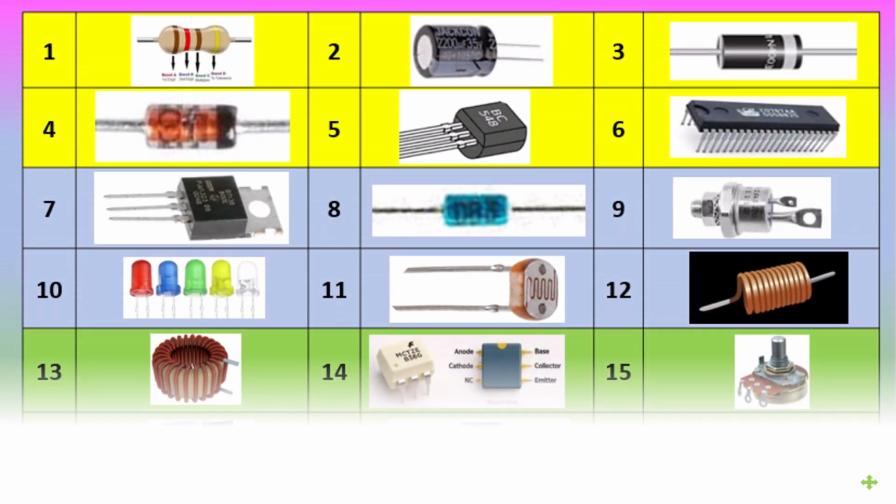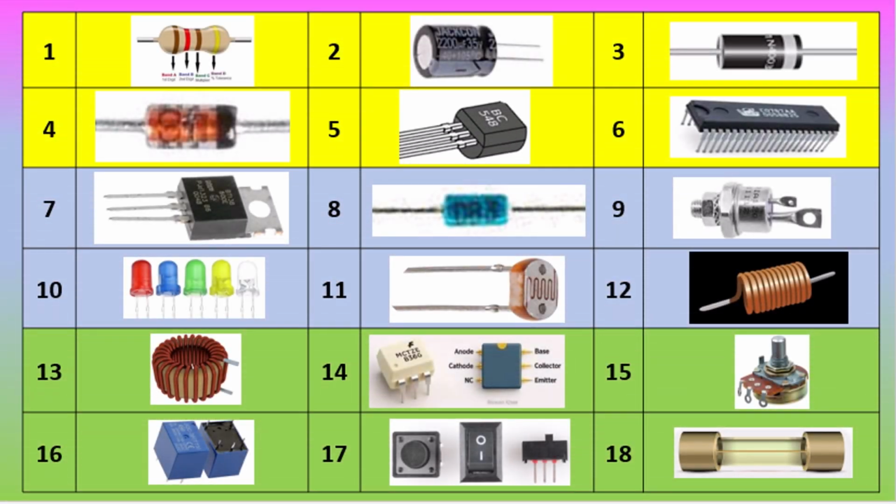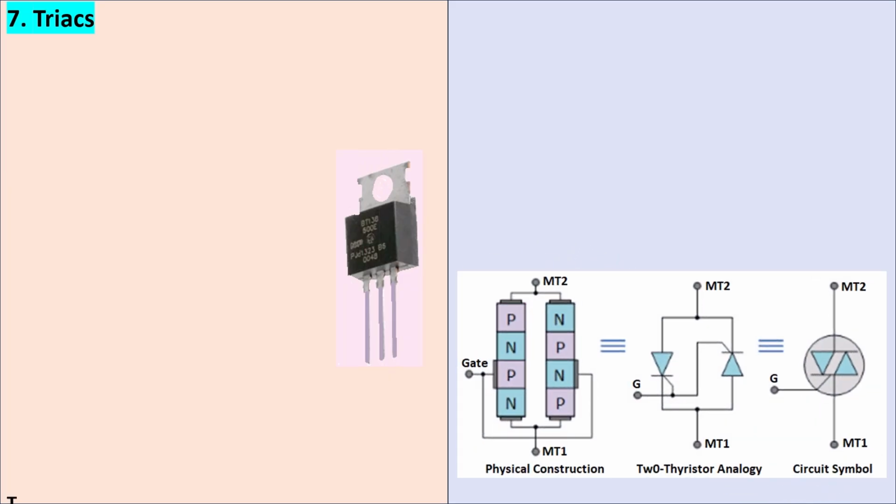These are what all the components look like. We've already done the yellow area, so watch video 1 for that one. From 7 to 12, those are the ones we will be doing today, and the next time will be all the green ones. So Triacs, that's what one looks like. There's the physical construction, the circuit symbol, so that you know what that looks like.